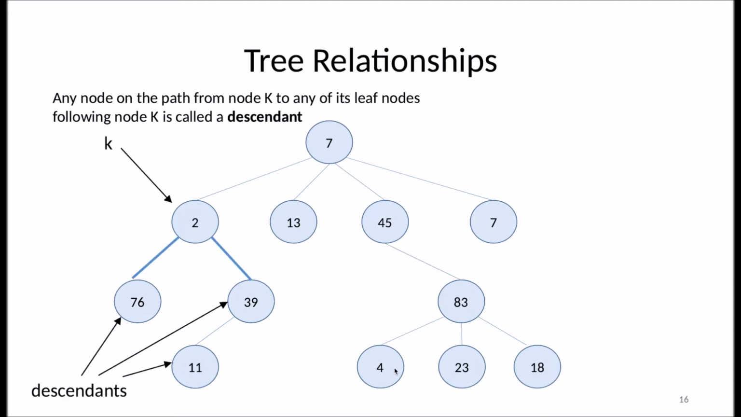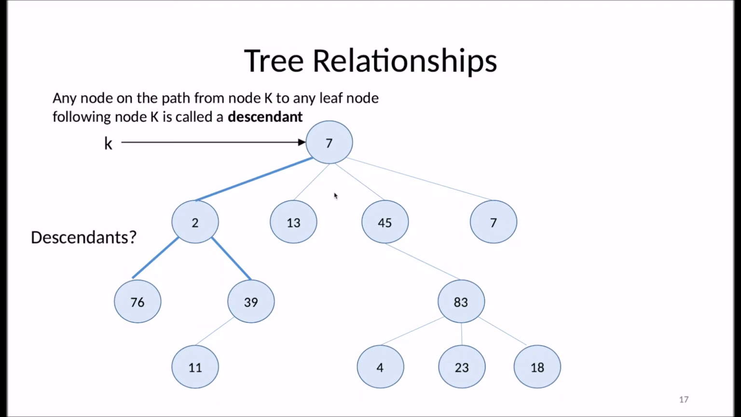There are also descendants, which are all the nodes that follow a particular node k. Take, for example, node 2. Its descendants are all the nodes that follow this particular node. So 76, 39, and 11. If we consider the root node as node k, what are its descendants? Its descendants are basically all the nodes in the entire tree except the root node itself. So again, for a particular node k, its descendants are any nodes that follow this node on a path from the node to any of its leaves.